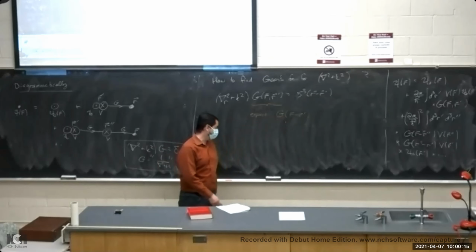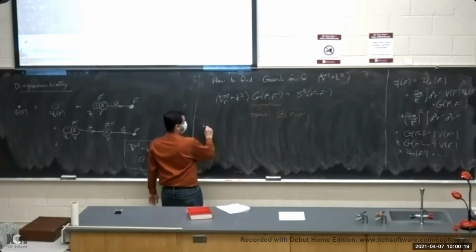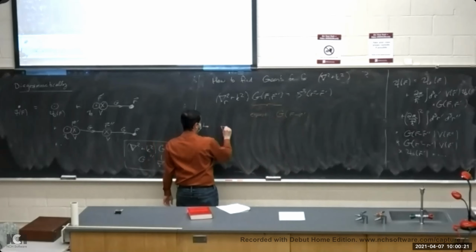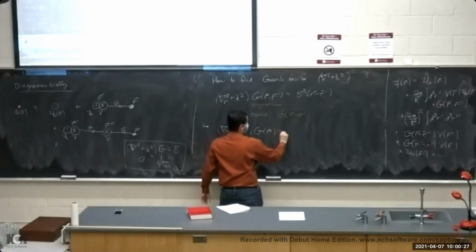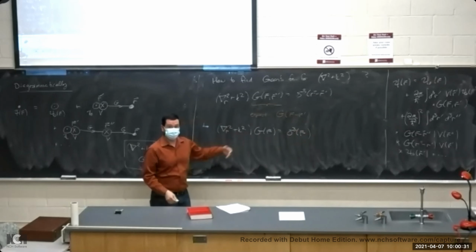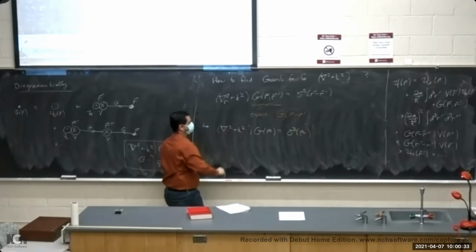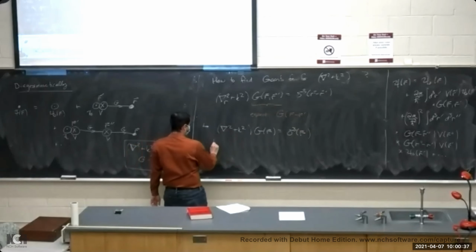And translationally invariant systems are best solved in momentum space. So if I write it in terms of that relative coordinate, then I can say del squared plus k squared acting on G of r equals delta 3 of r. And now I don't have to worry about which coordinate I'm talking about anymore, because there's only one. So let's solve this by Fourier transform.